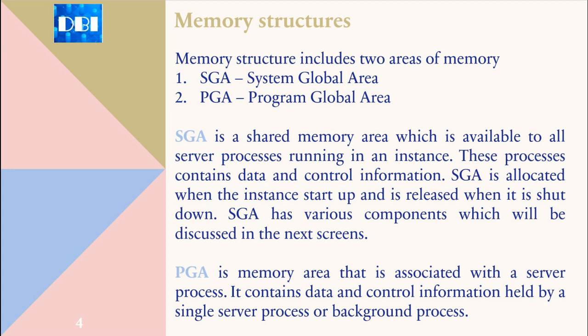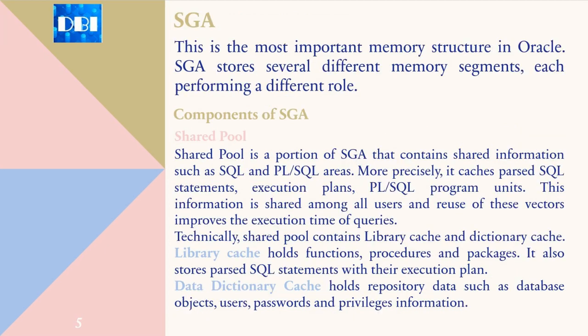PGA is a memory area that is associated with the server process. It contains data and control information held by a single server process or background process. SGA is the most important memory structure in Oracle. SGA stores several different memory segments, each performing a different role. Let us discuss the components of SGA.